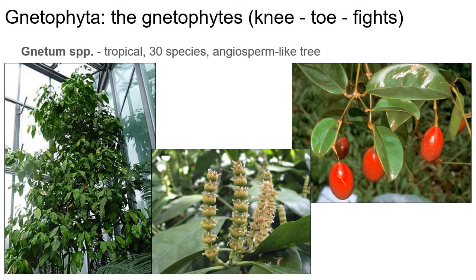Here is another example of a Gnetophyte. This is Gnetum. There are many different species of Gnetum, and most of them are tropical. But they make these angiosperm-like trees, so they look like flowering plants. And you can see that here. These are the male reproductive structures and the female reproductive structures. So this looks very much like a fruit, and this looks almost like a mint flower, this kind of stack of little floret-looking structures. So this would be the microstrobilus.